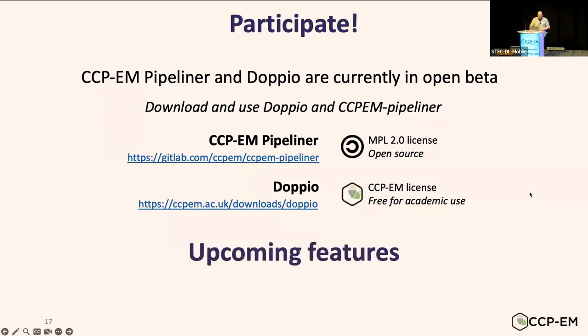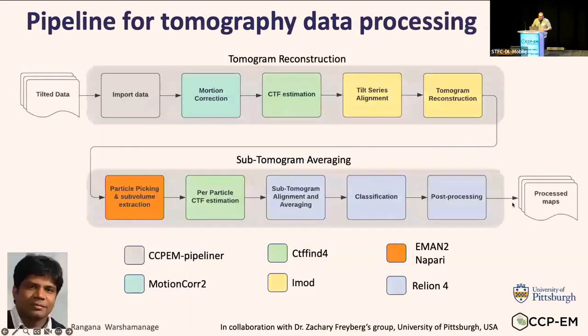And at the end, I just want to talk quickly about some of the upcoming features we have for the pipeliner. So the first is the work of Rangana, who's the newest member of CCP-EM, and he is building a full tomography data processing pipeline in the same manner that Pipeliner and Doppio currently handle single particle. So this will do tomogram reconstruction and subtomogram averaging.